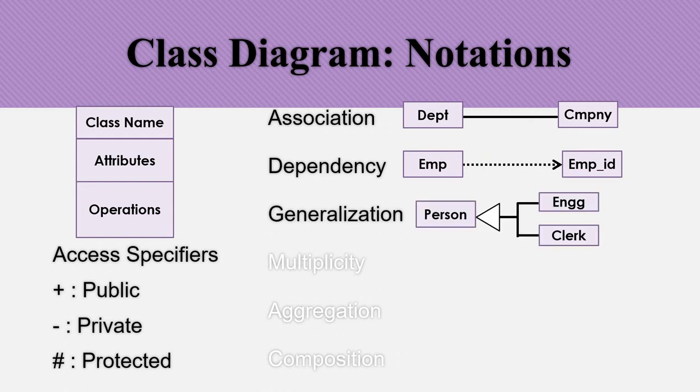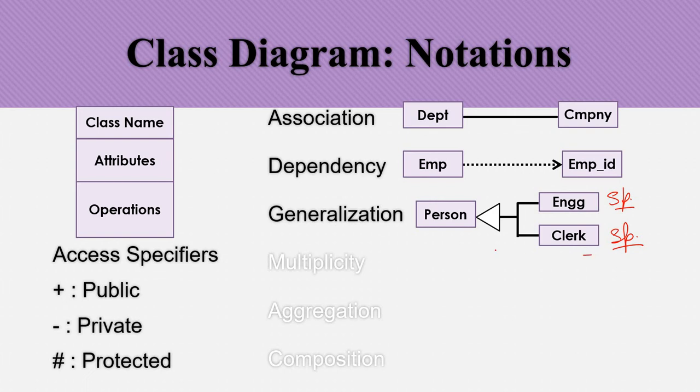And next we have the generalization. It is the same as in the use case diagram. Here the person class is the generalized class, or we can say the abstract base class, and these two classes are the specialized classes. A person can be an engineer, or a person can be a clerk. So every specialized class is going to have all the properties of the person class. This is the way generalization works.